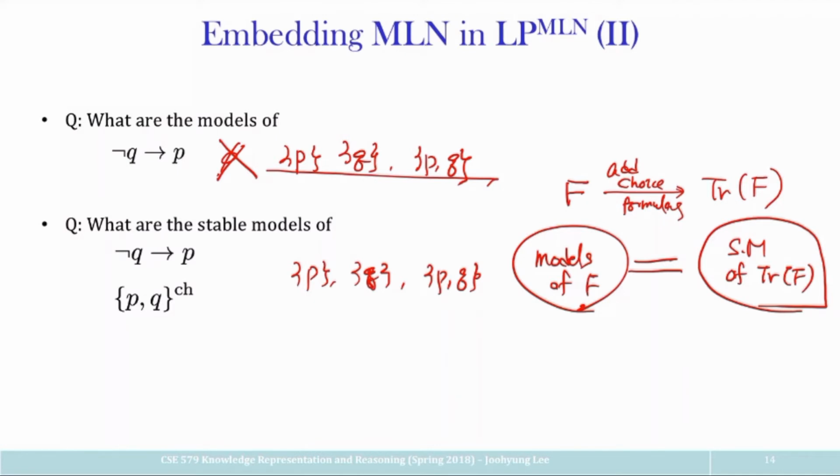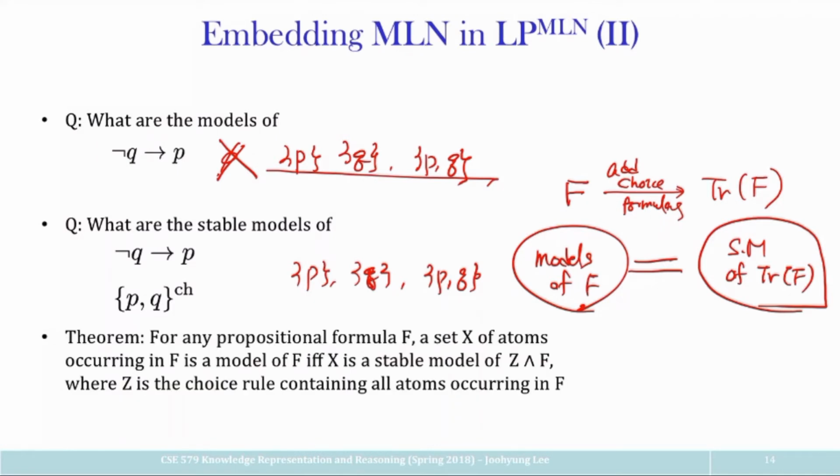So this is actually just a repeat of the theorem, except that I'm simplifying the constraint part, so you don't actually have to write even a constraint. Okay, so basically, if you want to compute the models of a propositional formula, just add choice formulas. That's it. And call Clingo, of course.